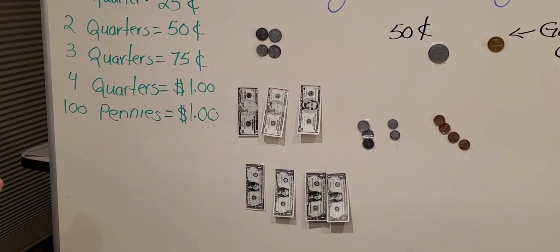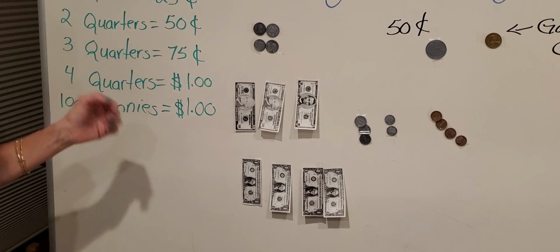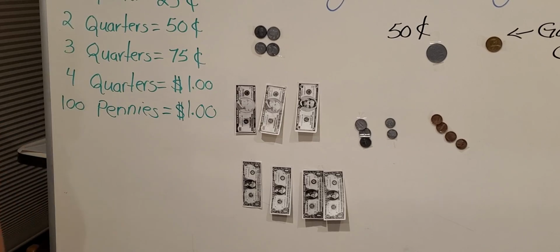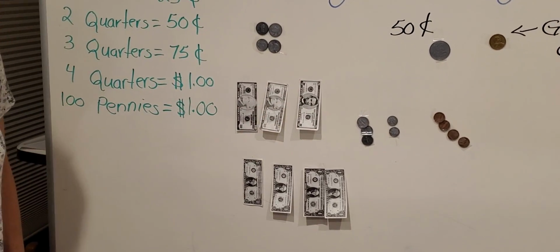And of course, we always start with the big bills. So 2 tens, that's easy. Think 10 plus 10. 10 plus 10, 20. And now we're gonna add 5 more, 25.